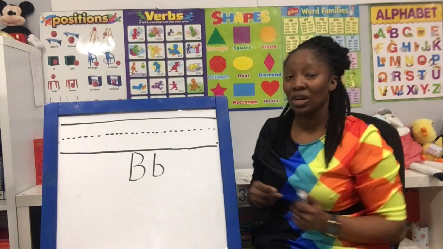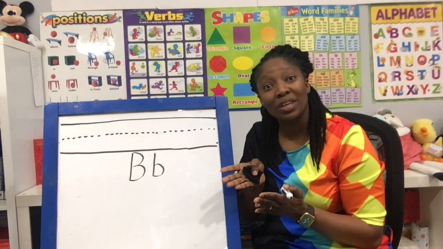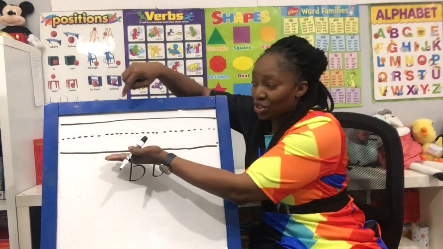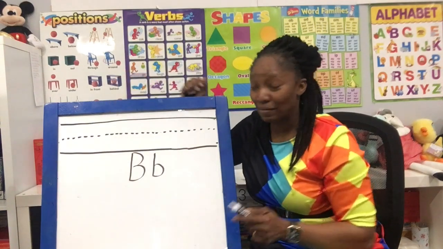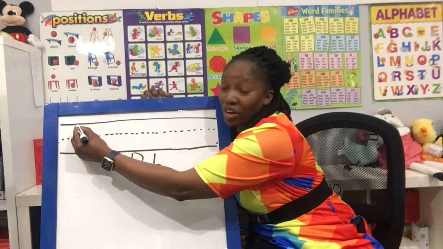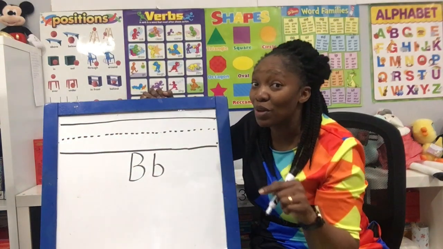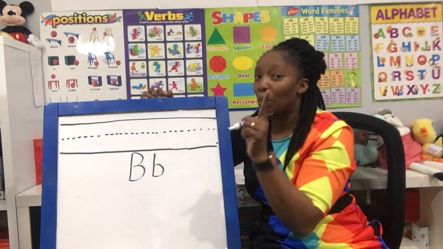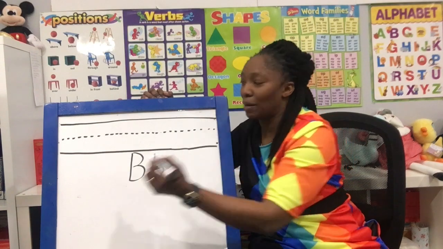Now it's time to put it on our line. Upper and lowercase b's always touch your top line and your bottom line. So are you ready? We're going to start with an uppercase B. Start from the top. Get your fingers right with me. Or maybe you can write it in your book when I'm done. But right now, I want you to look at the board. Write it up with your finger.